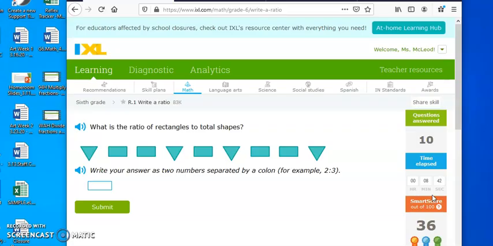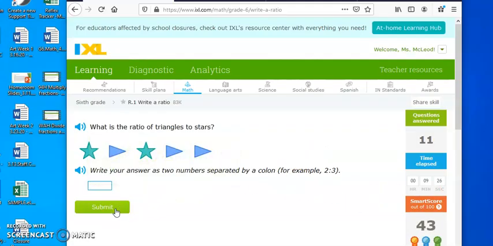What we're going to do is first find out how many rectangles we have. And then after we find out how many rectangles we have, we're going to count all of the shapes. So I'm looking and I see 1, 2, 3, 4, 5 rectangles. That's going to be my first number, 5. Now I'm going to put in a colon. And now it's rectangles to total shapes. So now I'm going to count every shape. I've got 1, 2, 3, 4, 5, 6, 7, 8, 9 shapes all together. So I'm going to put in a 9, submit it.